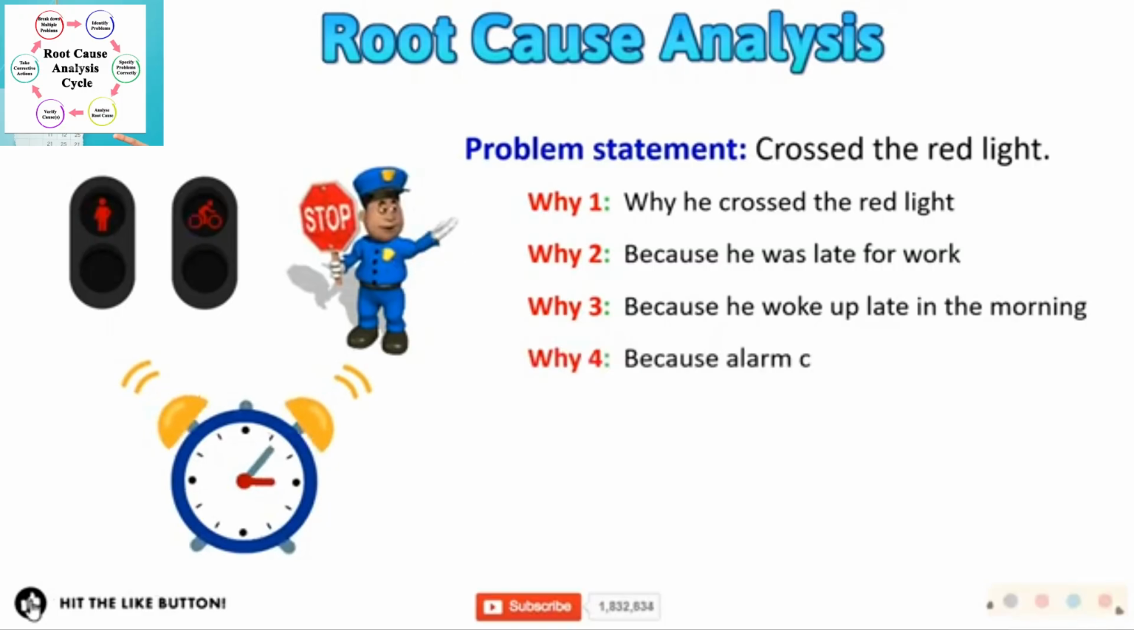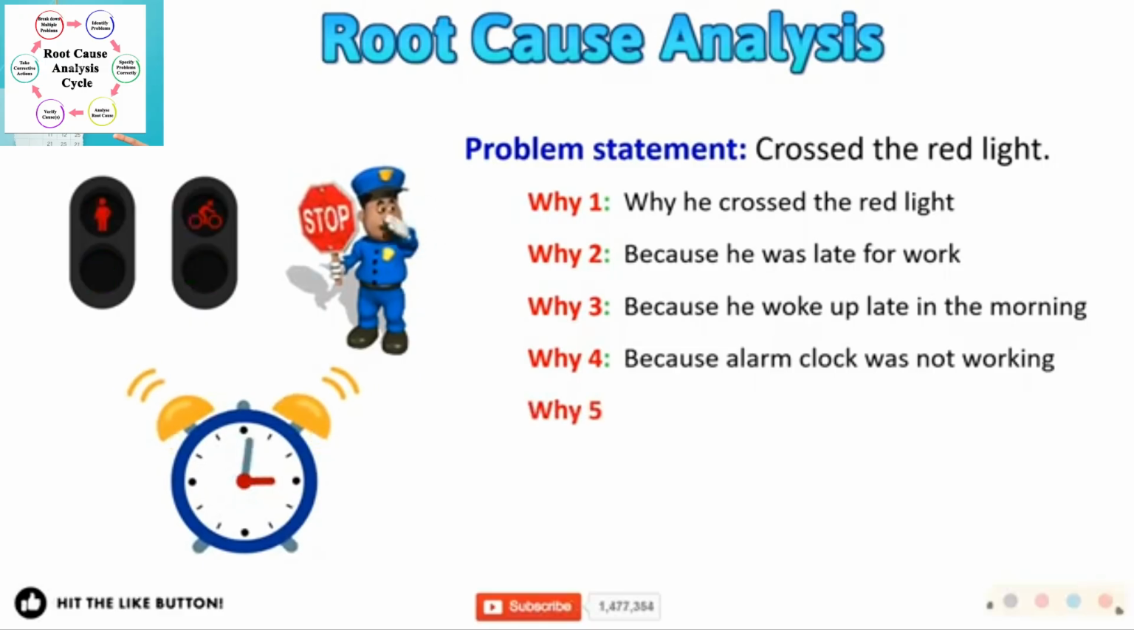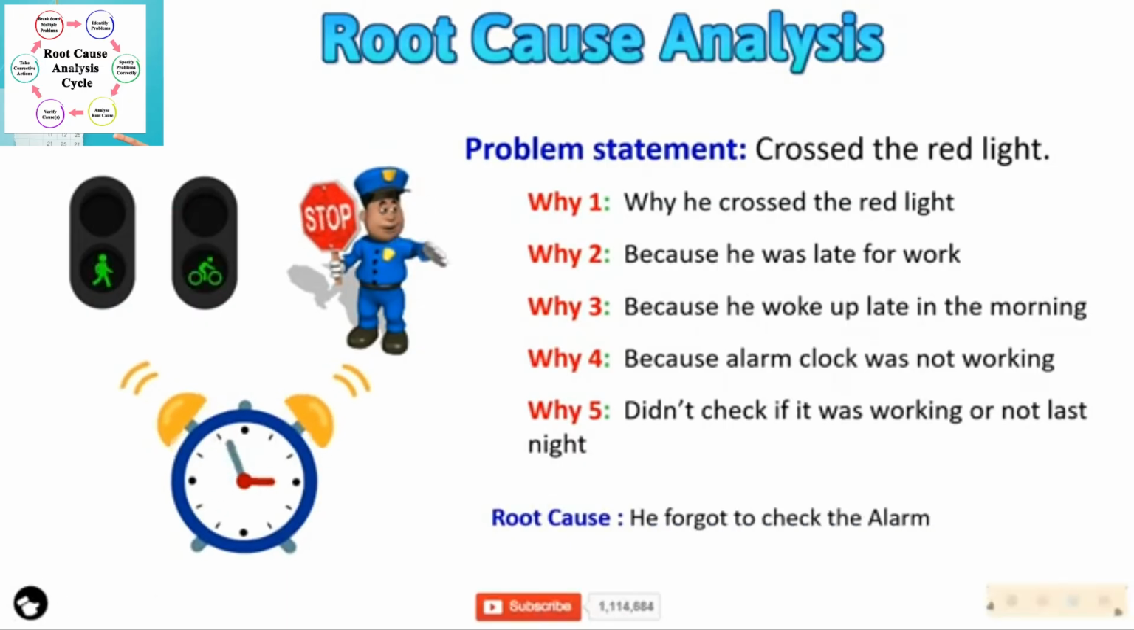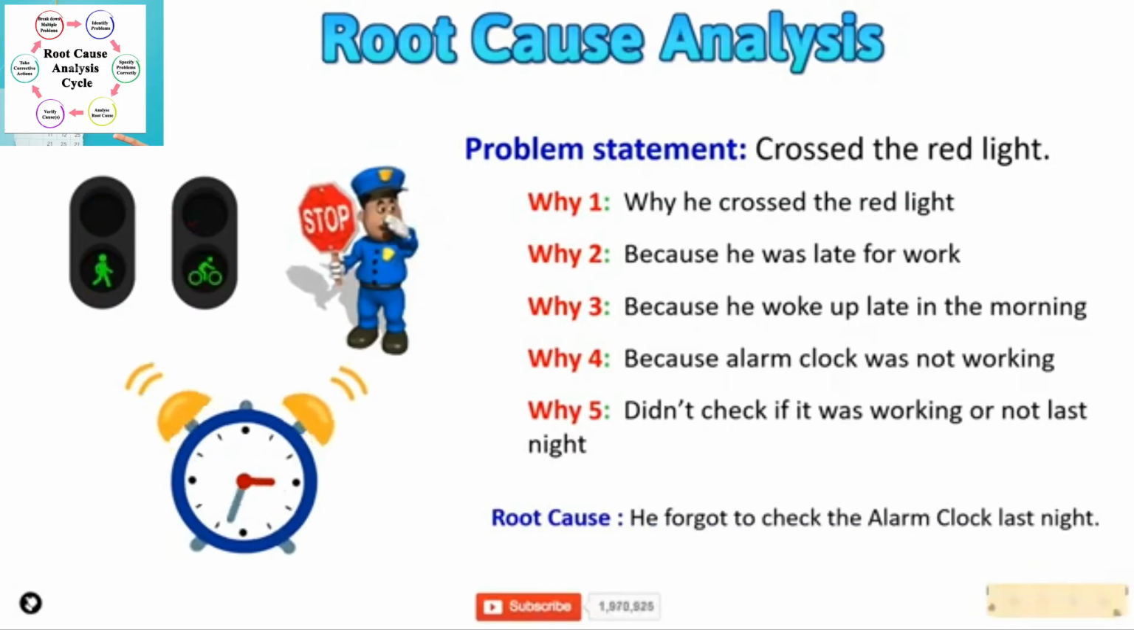Because the alarm clock was not working. Okay, why was the alarm clock not working? Because he didn't check if it was working last night or not. Okay, why didn't he check last night? Because he forgot. So the root cause that we're coming out with here is that he forgot to check the alarm clock last night.